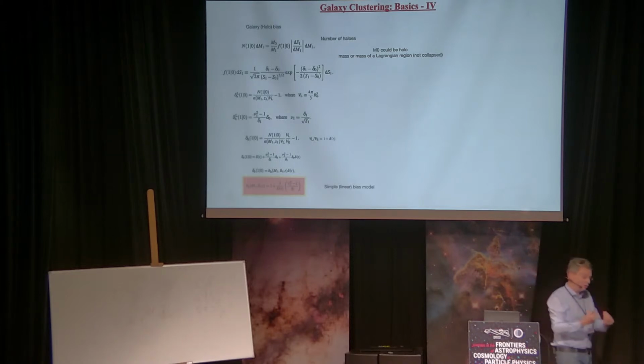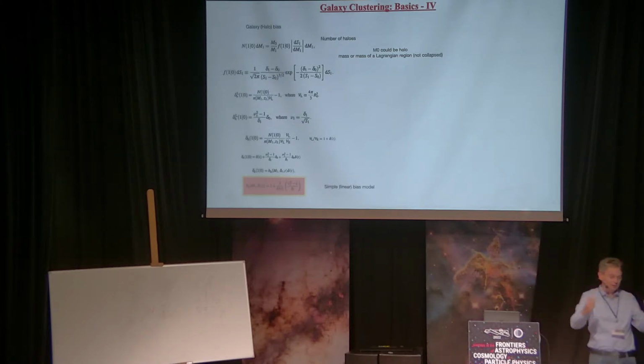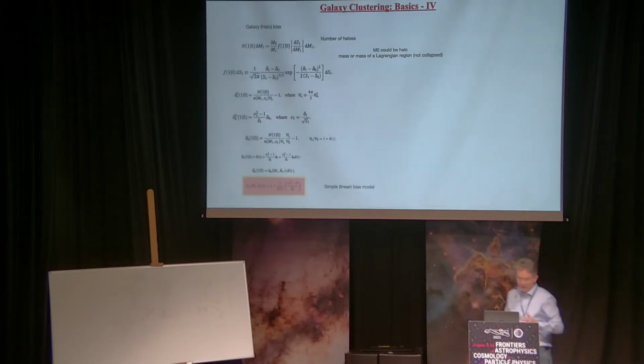So the bottom line of this slide is that if you have a linear power spectrum, it's very easy to get the bias of these halos. You just calculate the variance, you plug it into these numbers, and it works very well with just one integral. So the point is now, is this enough?